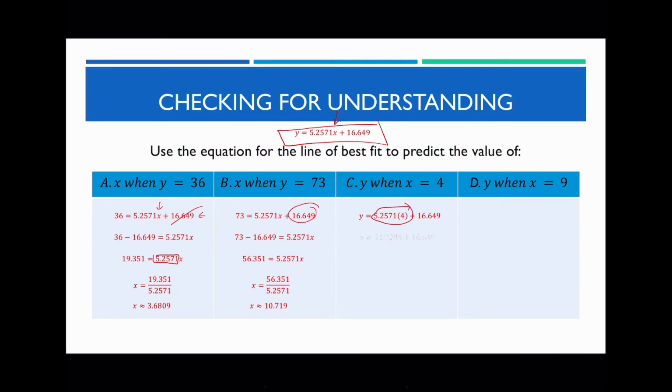So multiply those two numbers together. This will equal 21.0284, and then add them together. Therefore, your answer is going to be 37.6774. And do the same thing for part D, and therefore this is going to be your answer.